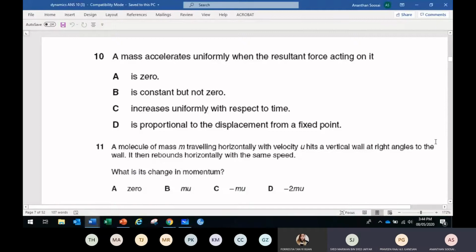Anyone got the answer? A molecule of mass m traveling horizontally with velocity u hits the vertical wall at a right angle to the wall. It then rebounds horizontally with the same speed. What is the change in momentum? You see the wording here. First they say velocity, later they say same speed. Okay, speed and velocity are different.